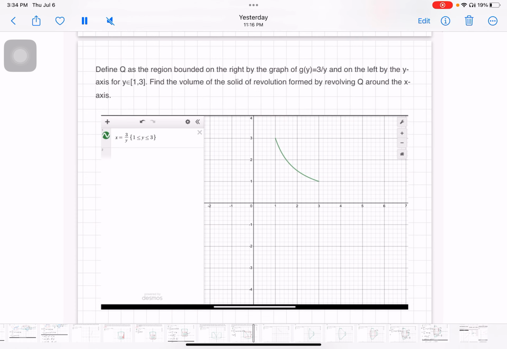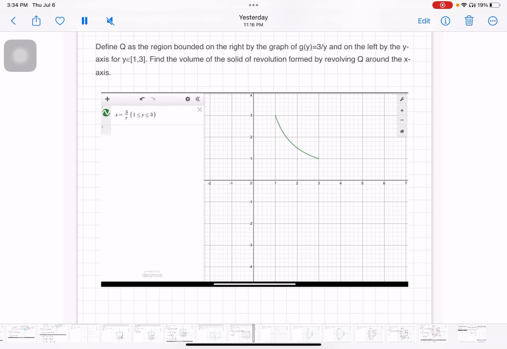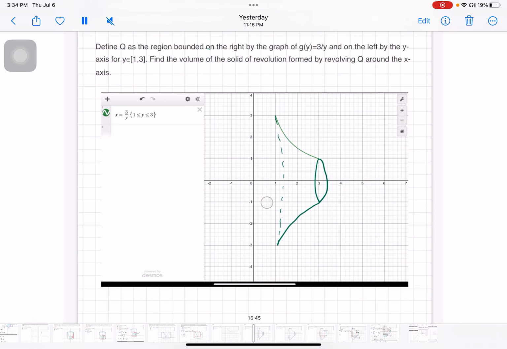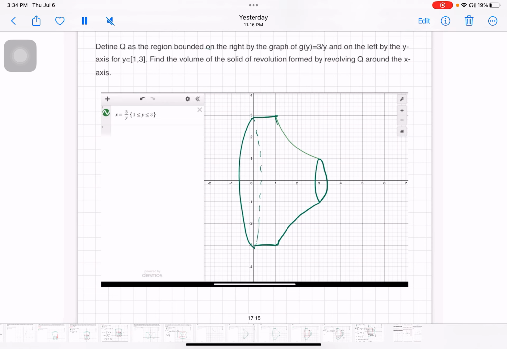Another example, this time we have x equal to 3 over y. The region is bounded between the y-axis and this curve. And we're going to rotate it along the x-axis. Let's fast forward to get the three-dimensional shape, where the inside is hollow.